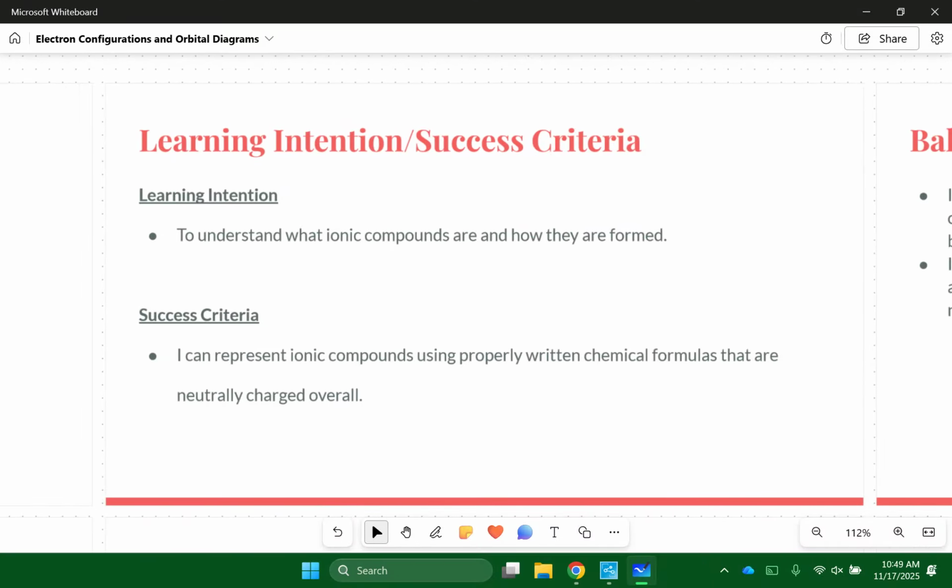The learning intention is to understand what ionic compounds are and how they're formed. We've been working on this a little bit so far, but today we're going to mostly focus on this success criteria: I can represent ionic compounds using properly written chemical formulas that are neutrally charged overall.